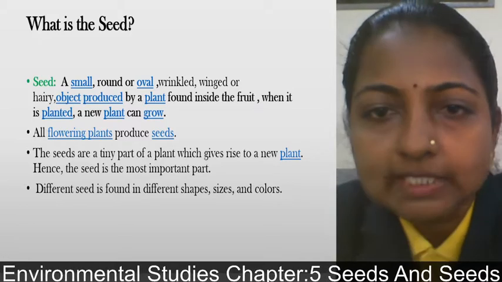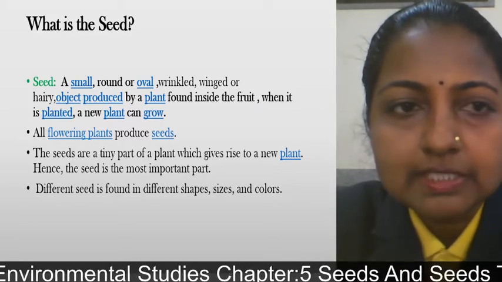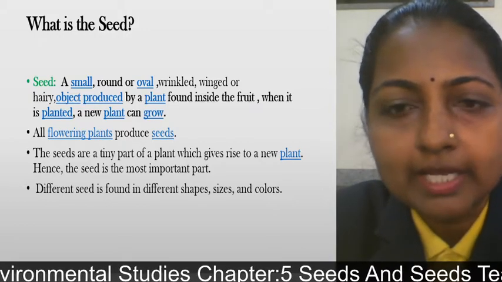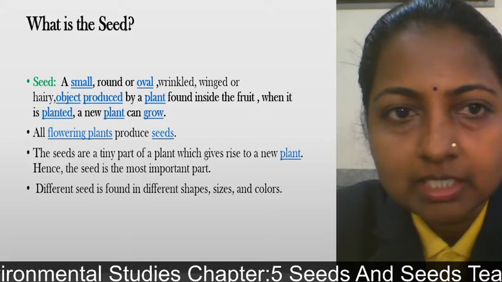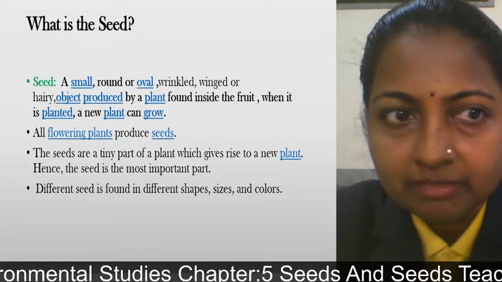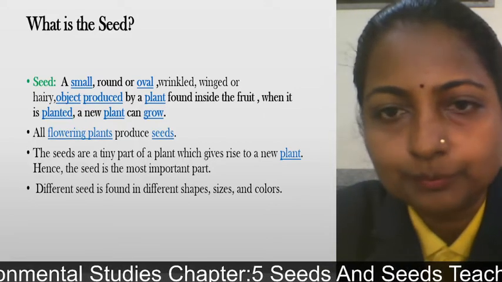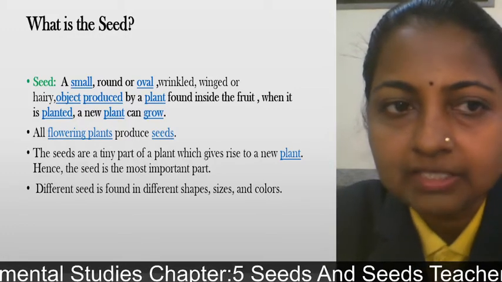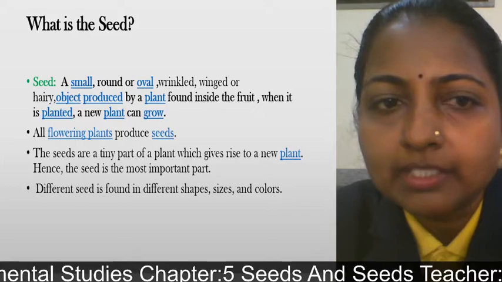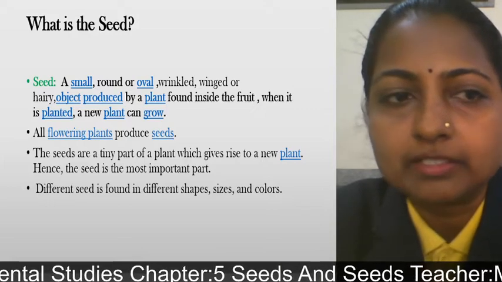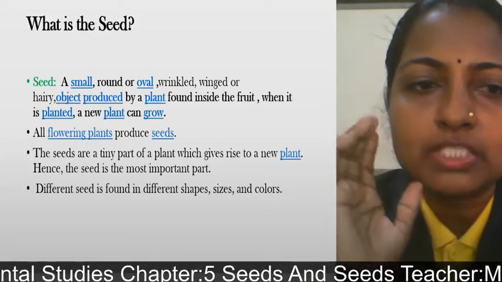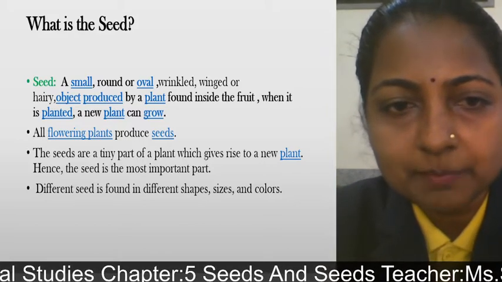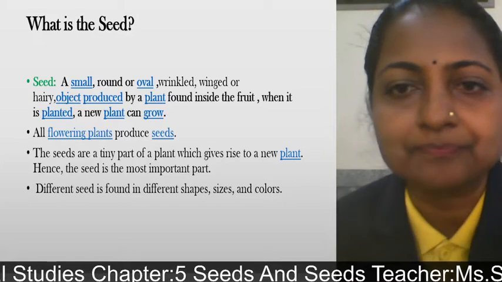Now we will see what is a seed. A seed is a small, round or oval, wrinkled, winged or hairy object produced by a plant, found inside the fruit. When it is planted, a new plant can grow. All flowering plants produce seeds. The seeds are a tiny part of a plant which gives rise to a new plant. Hence, the seed is the most important part. Different seeds are found in different shapes, sizes and colors.